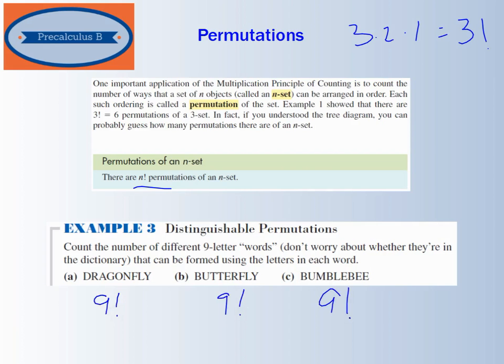This is going to create an issue. In the word dragonfly, all of the letters are unique. But in butterfly, we have 2 T's. In bumblebee, we have 3 B's and we have 3 E's. So if an E is an E, regardless of which E we're referring to, this becomes a little bit difficult in determining permutations because if I were to switch these 2 E's, we still have the exact same permutation of letters.